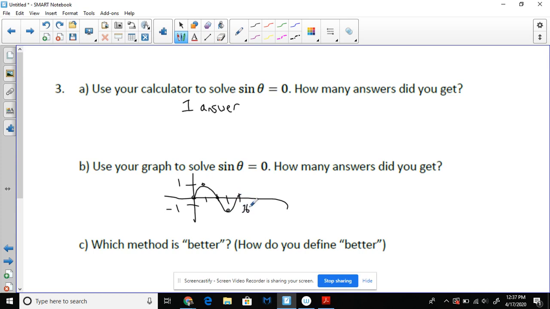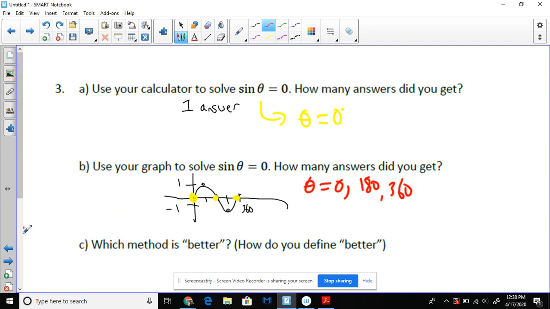That's 360. So when is sine theta equal to 0? Well, when is my graph at 0? Here, here, and here. So most of you, if you solved this part on your calculator, you probably just got theta equals 0, which is right, but it's not complete, right? If you use the graph, you realize that there are 3 answers. Theta equals 0, theta also equals 180, and theta also equals 360.